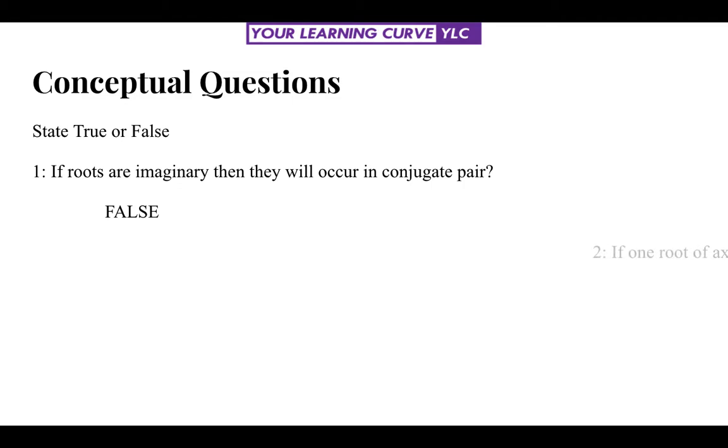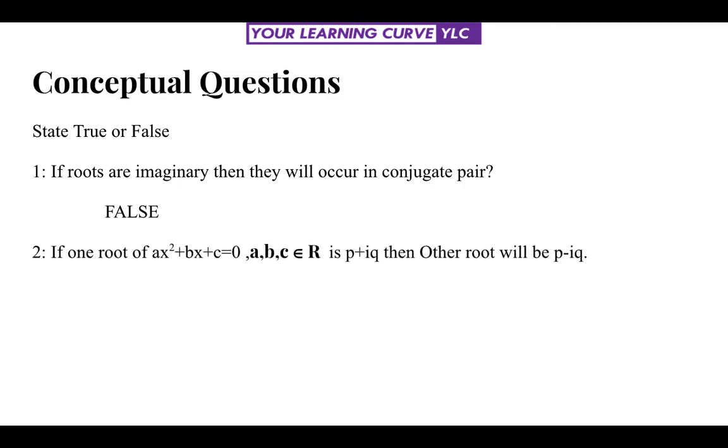If a, b, c are itself complex, then you cannot say this statement. This conjugate pair concept was developed only for a, b, c real. Remember this thing. The next question is, if one root of this equation ax square plus bx plus c is equal to 0, where a, b, c belongs to R, is p plus i q, then the other root will be p minus i q. Is it true? Think. No.